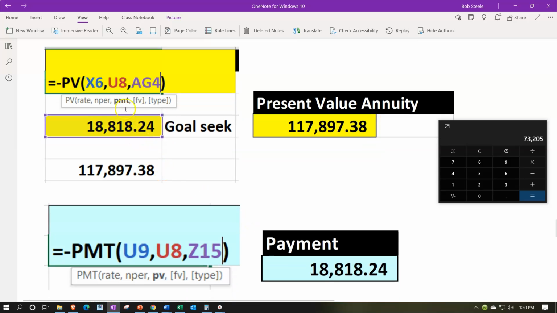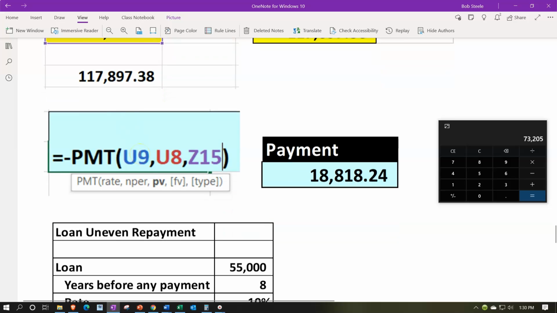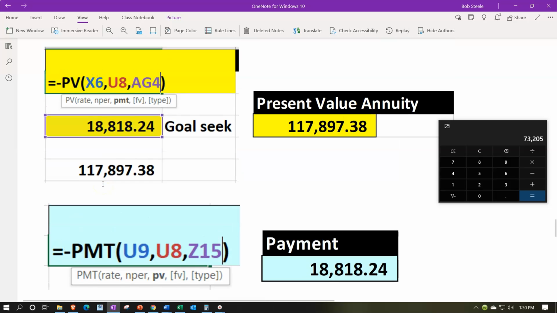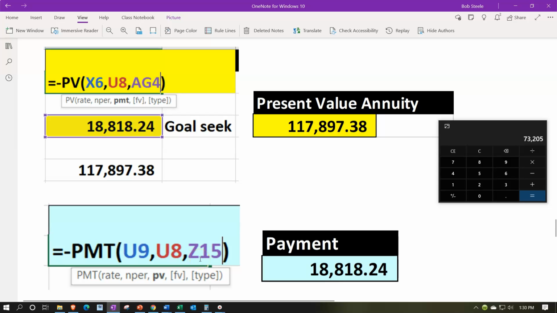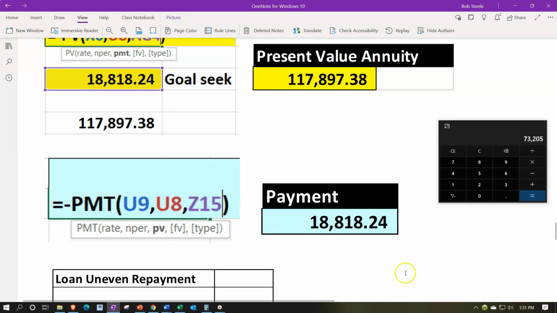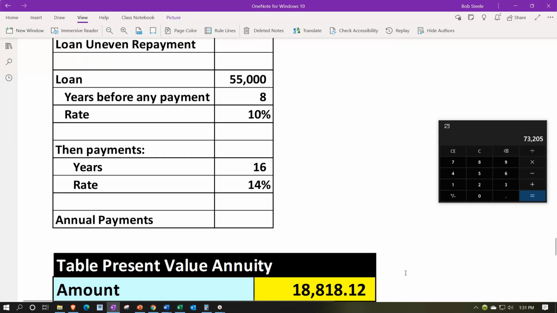You can also look again at Excel and say, hey, is there a payment function here? And then find that payment function, and Excel basically has another function to do the payment. The payment function looks like this. This isn't our primary focus, but obviously it's a useful function, and it's related. So it'd be the payment, with the rate, once again the 14%, comma, number of periods, which is the 16, and then comma, the present value, which is 117,897.38, and this would be the more direct way to get right to our payment, 18,818.24. So those are a couple ways to get there from here.